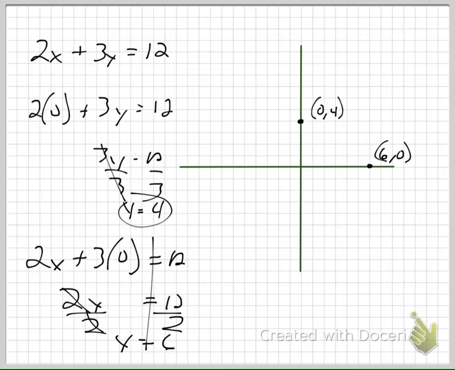How many points do you need in order to draw a line? Just 2. I can get my nice little ruler out and go, there's my line. I drew my line because I figured out where it crosses the x and where it crosses the y. Those two places are called the x-intercept and the y-intercept. What's intercept mean? To cross. Where the line crosses the x-axis is the x-intercept, and where it crosses the y-axis is the y-intercept. Does that make sense? We'll see if it makes sense.